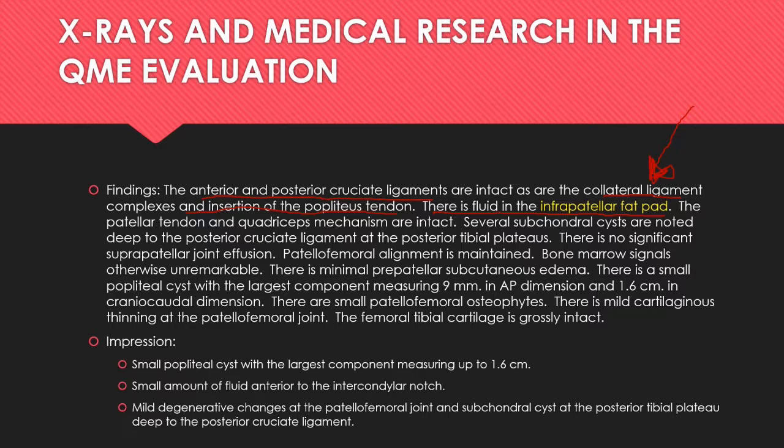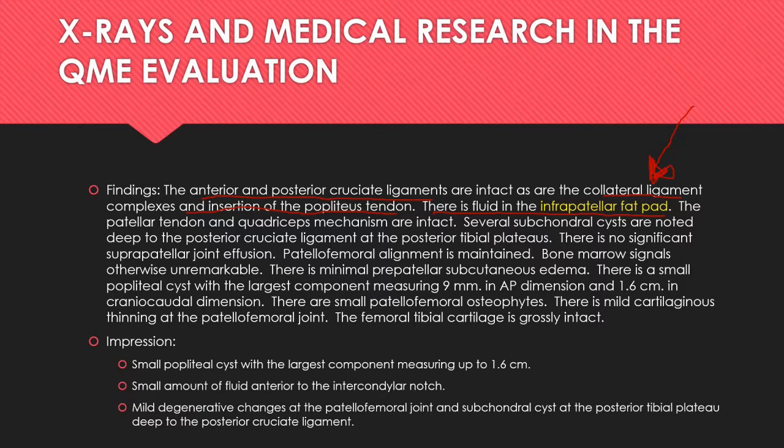The patellar tendon and quadriceps mechanism are intact. There are several subchondral cysts deep to the posterior cruciate ligament at the posterior tibial plateaus. There is no significant suprapatellar joint effusion. Patellofemoral alignment is maintained. Bone marrow signals are otherwise unremarkable. There is minimal prepatellar subcutaneous edema. There is a small popliteal cyst. There are small patellofemoral osteophytes. There is mild cartilaginous thinning at the patellofemoral joint, but the femoral tibial cartilage is grossly intact.